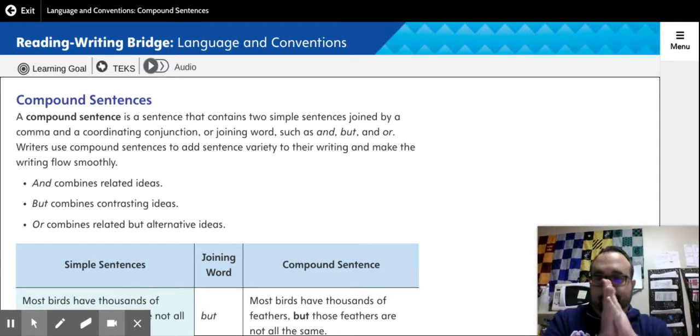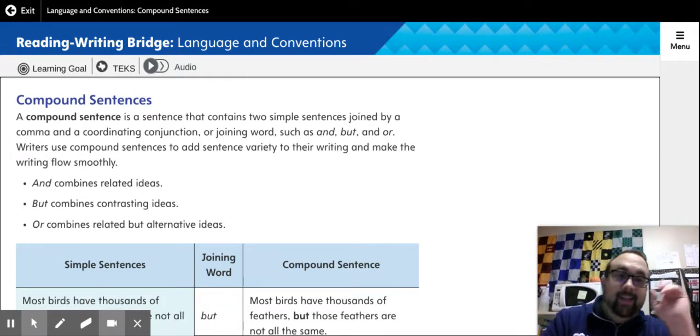Okay, so we notice that and combines related ideas. So if they're related, use and, comma and. If they are contrasting ideas, use but, comma but. Okay, and then or combines related but alternative ideas. So if you're comparing two similar things but they're opposites, you would use comma or.